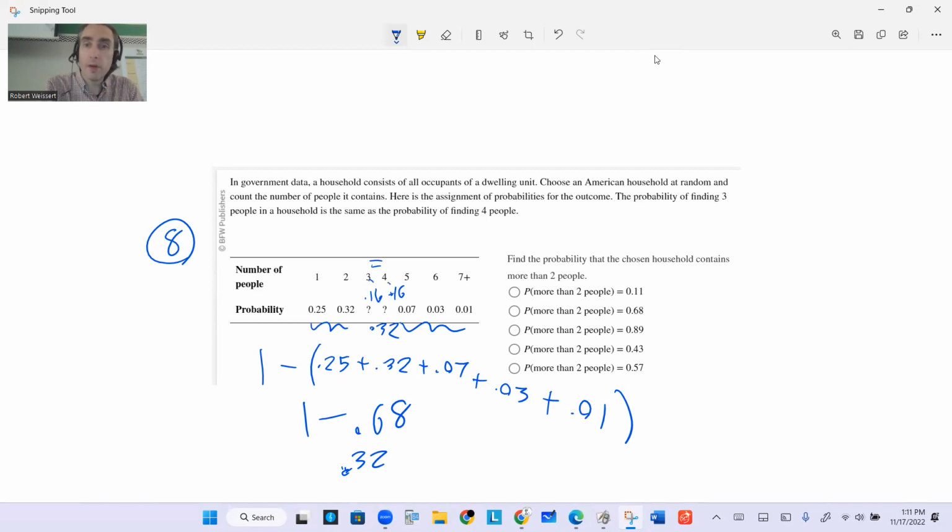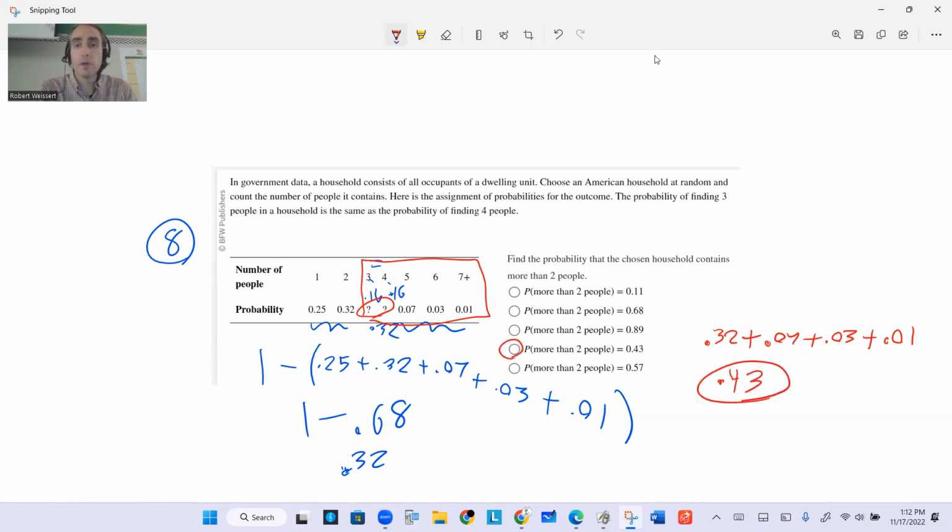Let's answer the question. Find the probability that a chosen household contains more than 2 people. So more than 2 people would be really all of these. Now I didn't really need to split the 32s up because these two will combine to 32 anyway, and then you add the 0.07, 0.03, 0.01. So 0.32 plus 0.07 plus 0.03 plus 0.01, and that's going to give you 10, 11 plus 32. That's going to be 43, so 0.43. More than 2, not at least 2.